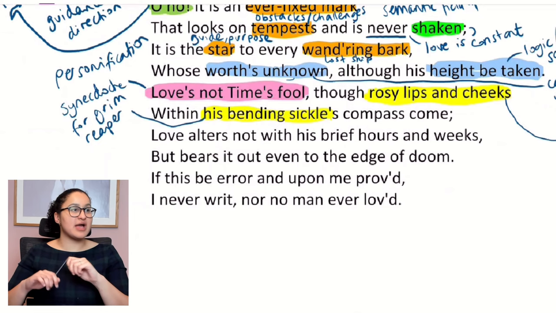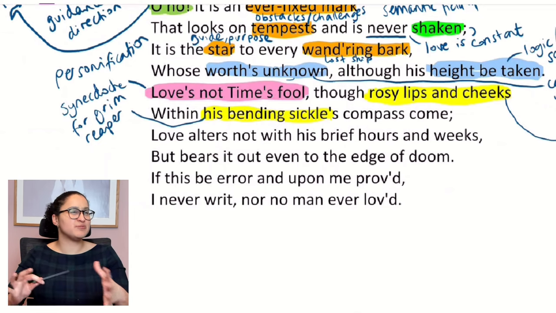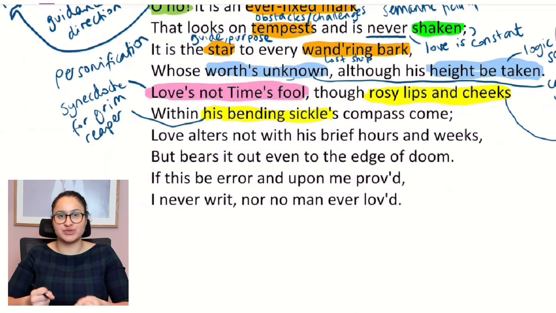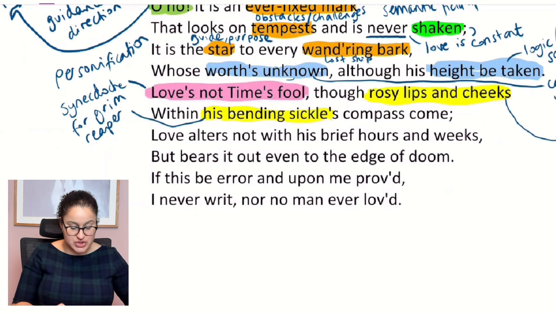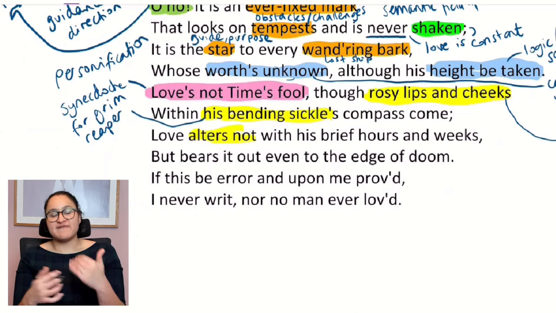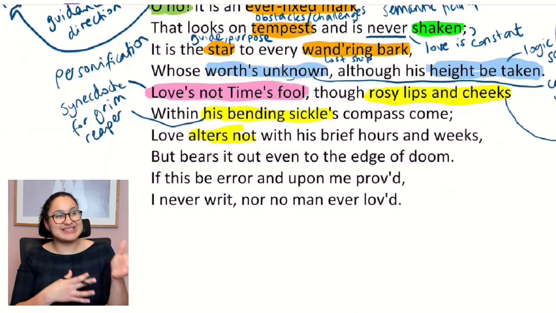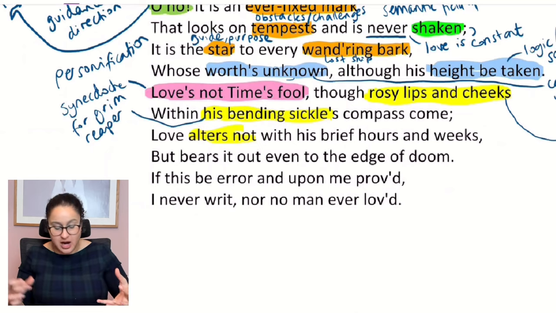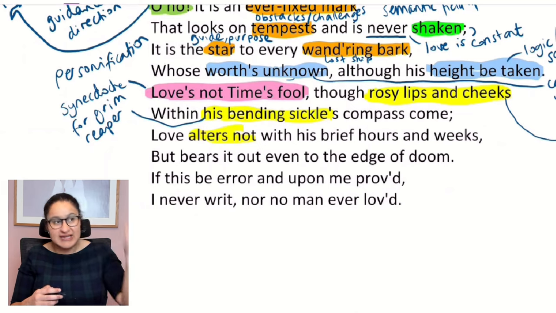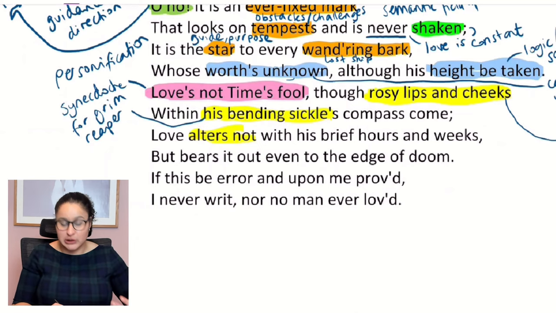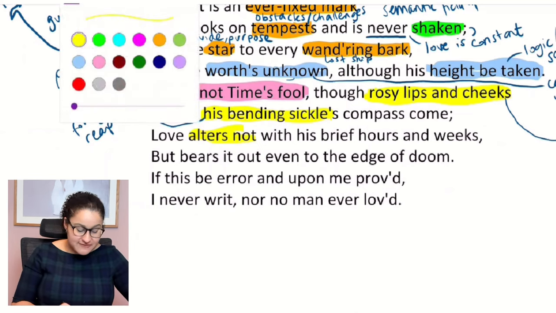We've then got these lines, love alters not with his brief hours and weeks, but bears it out even to the edge of doom. So we've got a continuation of patterns we've already seen, right? We've got more of that semantic field of change being completely negated with not. So it's more of that feeling of love being constant. In this case, it's constant over time. We've been told love's not time's fool, even with beauty fading, even with a lot of time.